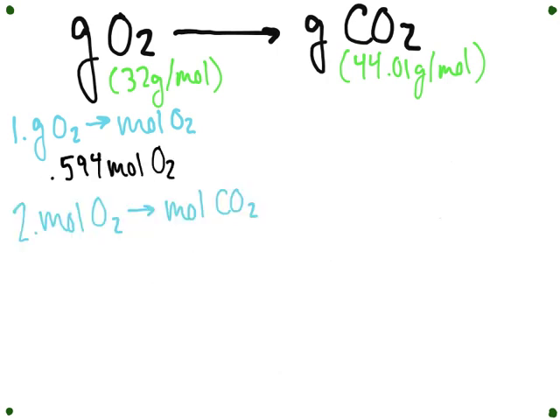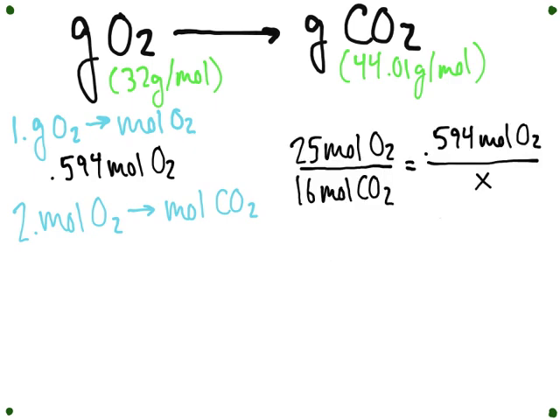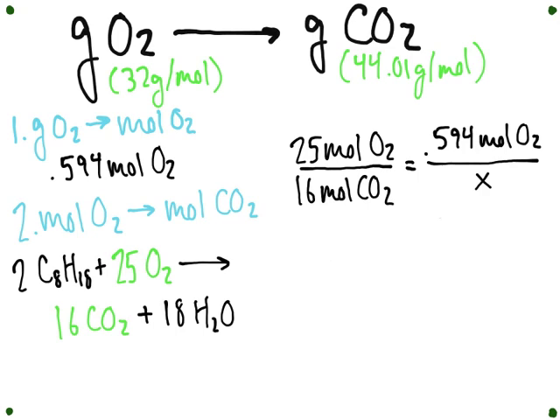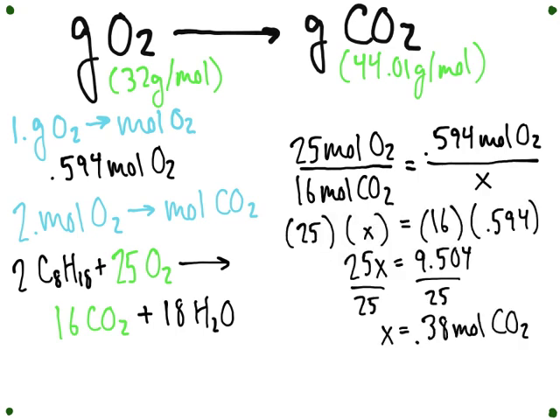Next, we need to convert from moles of oxygen to moles of CO2. We can do this by making a proportion and looking at our balanced equation, which I've put up on the screen. If there are 25 moles of oxygen for every 16 moles of carbon dioxide, as dictated by the equation, then how many moles of carbon dioxide are in 0.594 moles of oxygen? Again, cross-multiply and isolate the x, and you should end up with 0.38 moles of carbon dioxide.